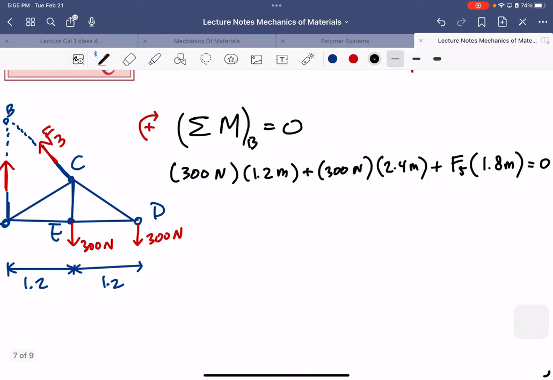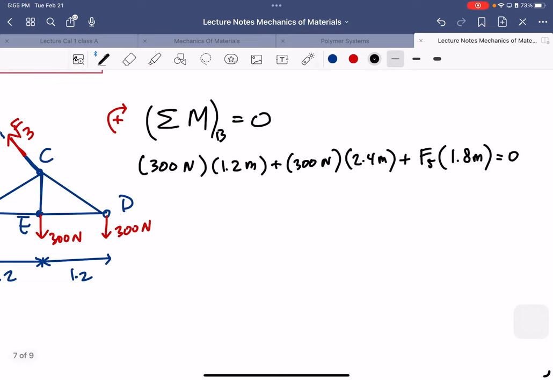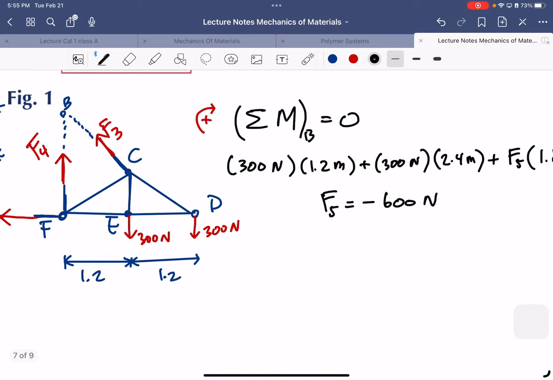Okay, and I think the question is just asking for F5, right? Not asking for F4 or F3. So I think we just finished and we can solve, and we got the F5. If you calculate, F5 is negative 600 Newton. Or we can say F5 is 600 but in compression.